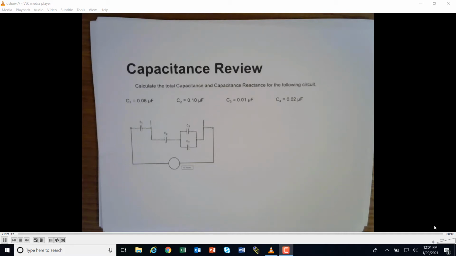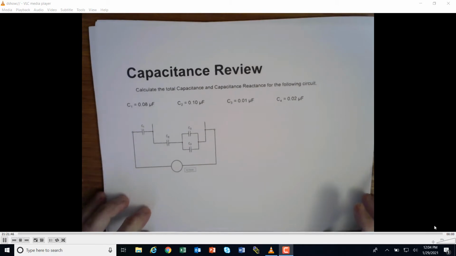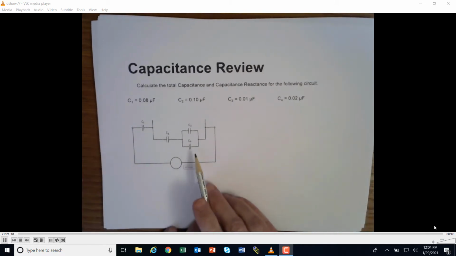I'm going to do a little capacitive review here. Now what I have here is a capacitive circuit, and a capacitive circuit is a little bit different than a resistive circuit because the series and parallel is opposite from what we learned in resistors.